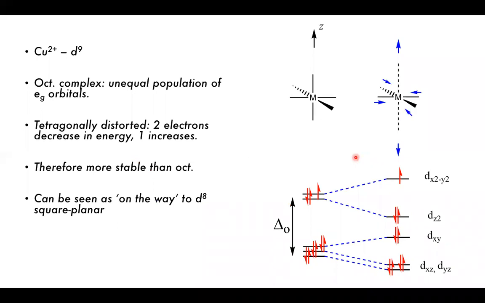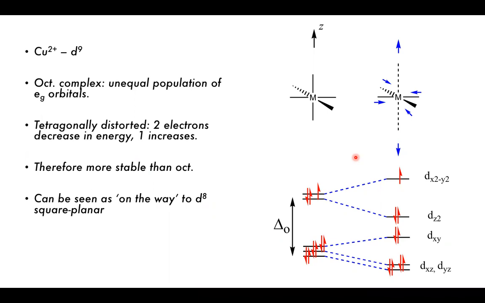So copper 2 plus, typically D9. This is an octahedral complex, but there's unequal population of the EG orbitals, which results in a distortion of some of the bonds, so it's tetragonally distorted. 2 electrons decrease in energy and 1 increases. And this generally makes it more stable than an octahedral complex would otherwise be, because in a way it never really was an octahedral complex.